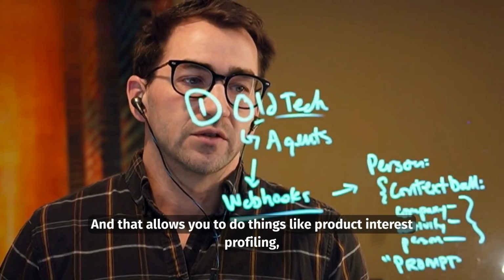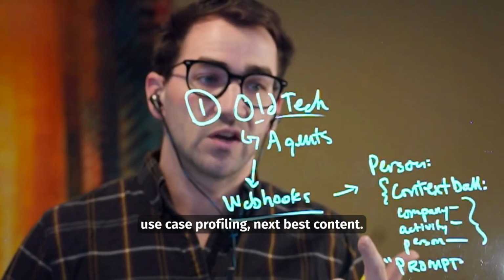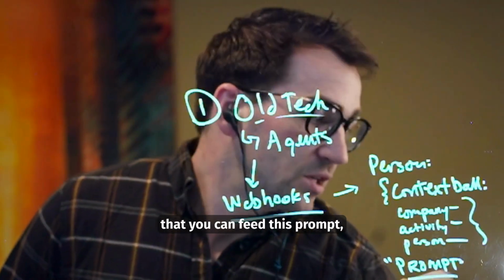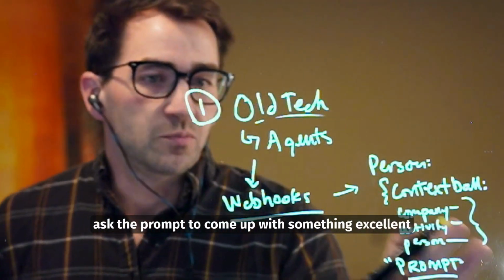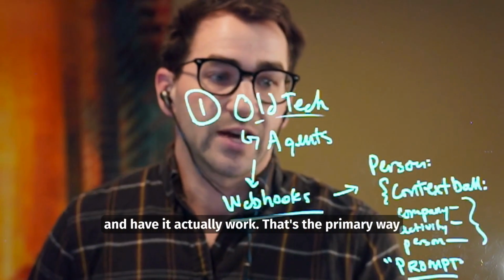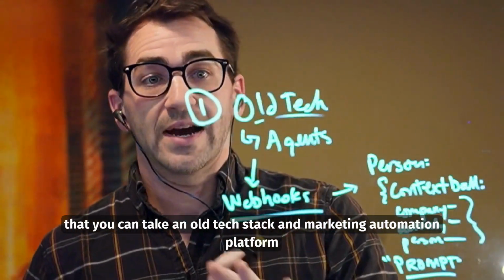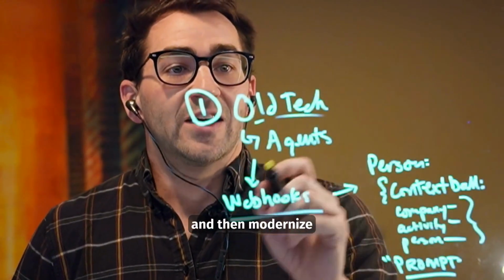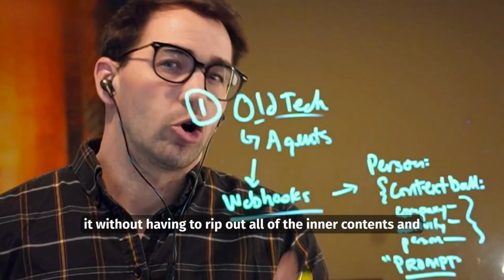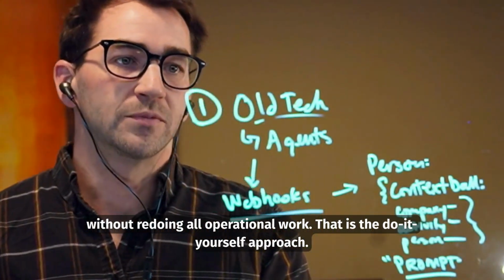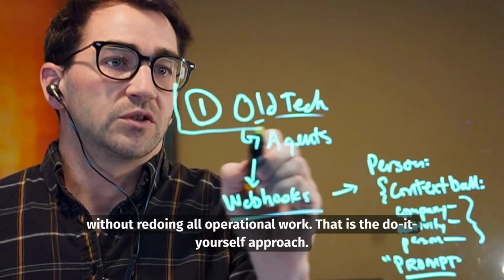That allows you to do things like product interest profiling, use case profiling, next best content. There are a lot of different things that you can feed this prompt, ask the prompt to come up with something excellent and have it actually work. That's the primary way that you can take an old tech stack and a marketing automation platform and modernize it without having to rip out all of the innards and without redoing all operational programs. That is the do-it-yourself approach.